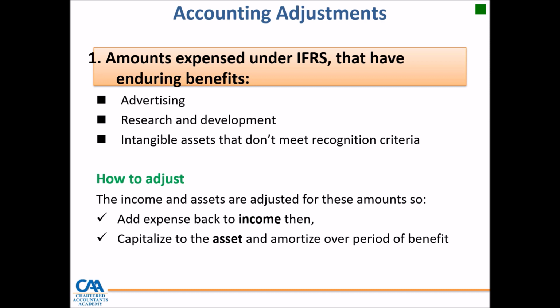Now, how do I adjust? The income and expenses are adjusted for these amounts. If you were to provide journal entries, the transaction affected the income, and it also affected the assets. So these were adjusted when we paid for the advertising. So what do we need to do? We need to add back the expense to income, and then capitalize it to the asset and amortize over the period of benefit. So I add back my advertising expense to income, I capitalize the advertising cost as an asset, which I'm going to amortize over the period of benefit.